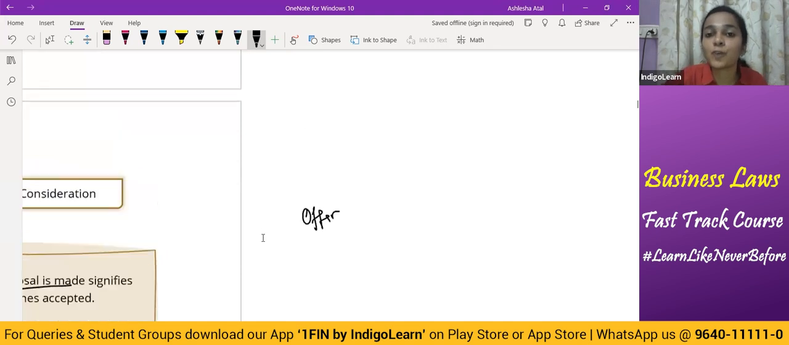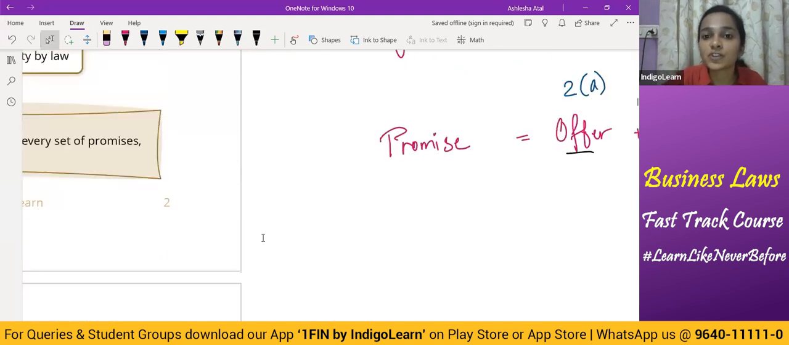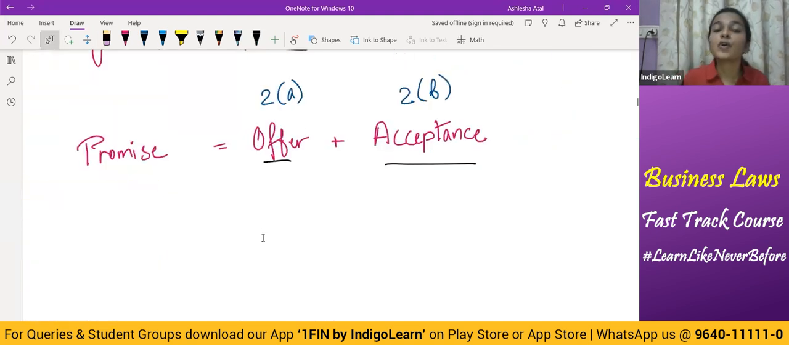So for the equation of promise, we have understood that promise is offer plus acceptance. In the definition, the word offer is not used, the word proposal has been used. So when the person to whom the proposal is made gives his assent to the proposal, it is said to be accepted, and this accepted proposal is a promise. That simplifies our definition of promise as well.